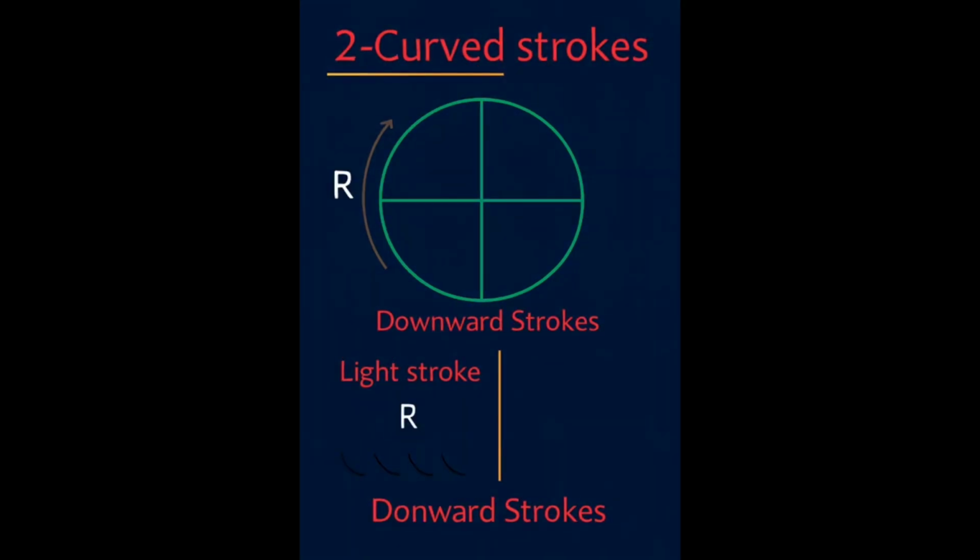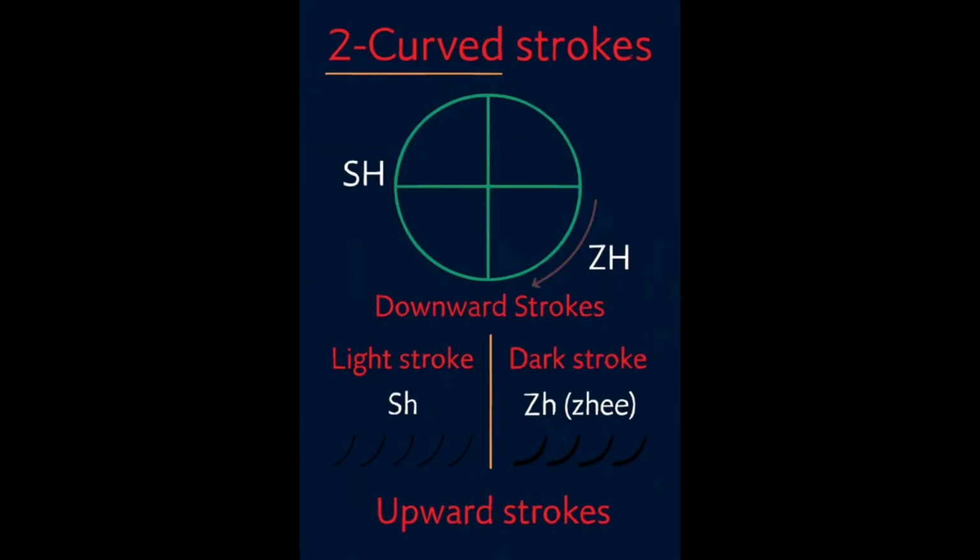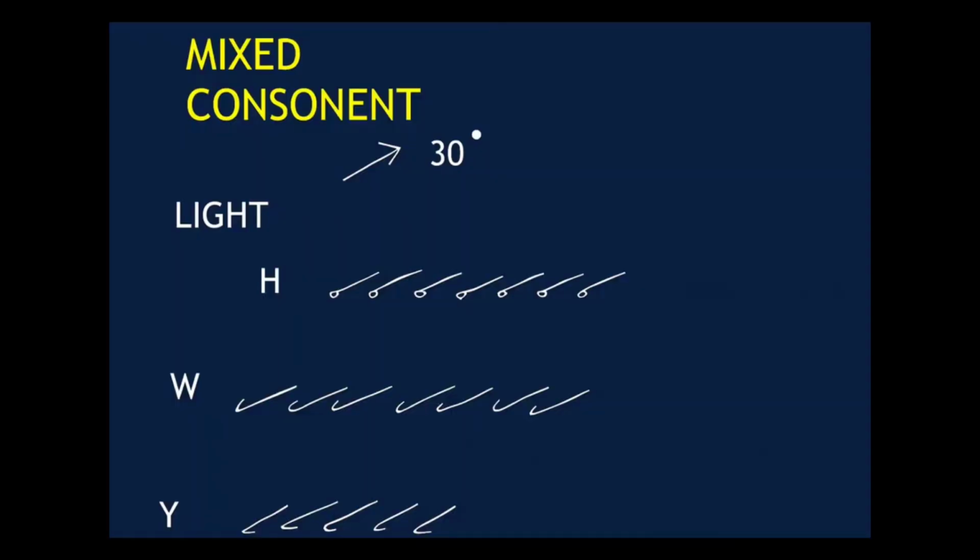Stroke R, two types of R. Upward R at 30-degree angle already studied. Downward R is a light stroke. Stroke SH and ZH. SH is a light stroke, ZH is a dark stroke as in television. Both have the same curve, only thickness is different.